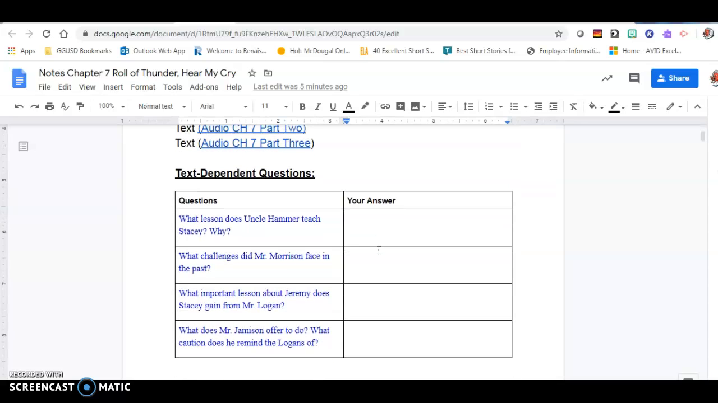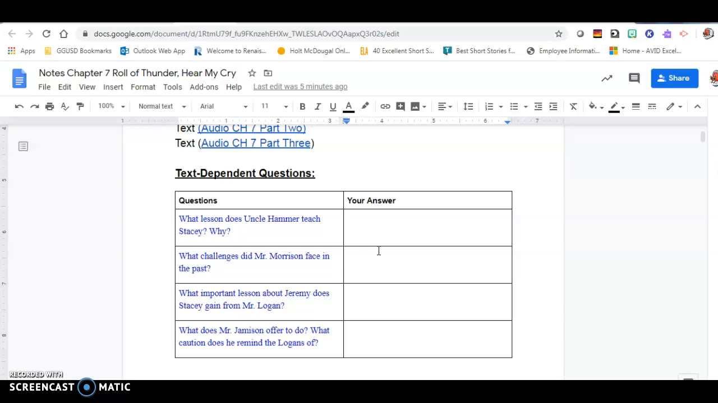Okay, here are the 4 questions that we're looking at for this chapter. What lesson does Uncle Hammer teach Stacy? Why? What challenges did Mr. Morrison face in the past? What important lesson about Jeremy does Stacy gain from Mr. Logan? And lastly, what does Mr. Jameson offer to do? What caution does he remind the Logans of?